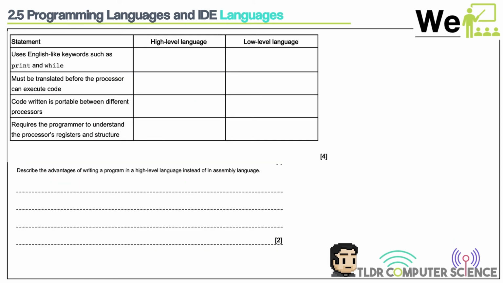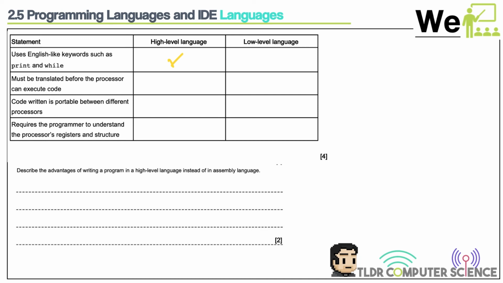Okay. In this question, it's going to ask us to compare high-level languages to low-level languages. In here, you're only allowed to include a single tick per row. Uses English-like keywords such as print and while, that's definitely going to be high-level language. So when we use Python, we're using things like print and while. If we're using either assembly code or machine code, which are low-level languages, we won't be.